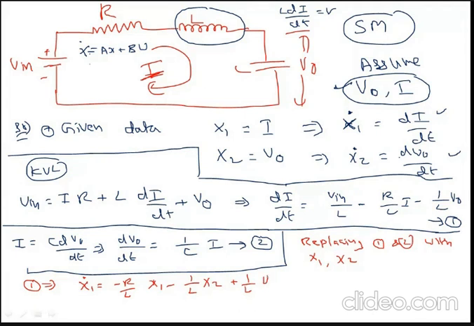Since V in is the input, directly U. This is equation 3. Similarly, what about equation 4? Your second equation will imply x2 dot is equal to 1 by C into x1. Equation 4. So representing equations 3 and 4 in matrix form will give you the final answer.